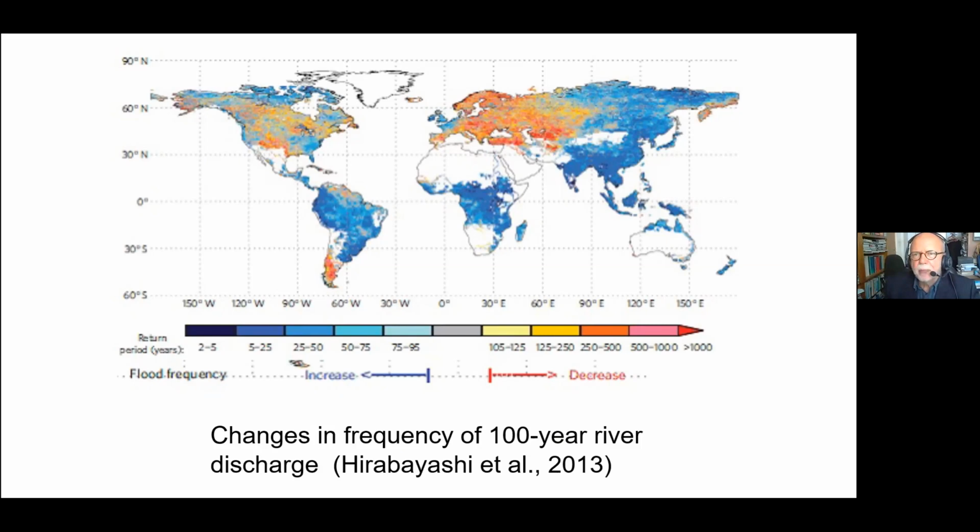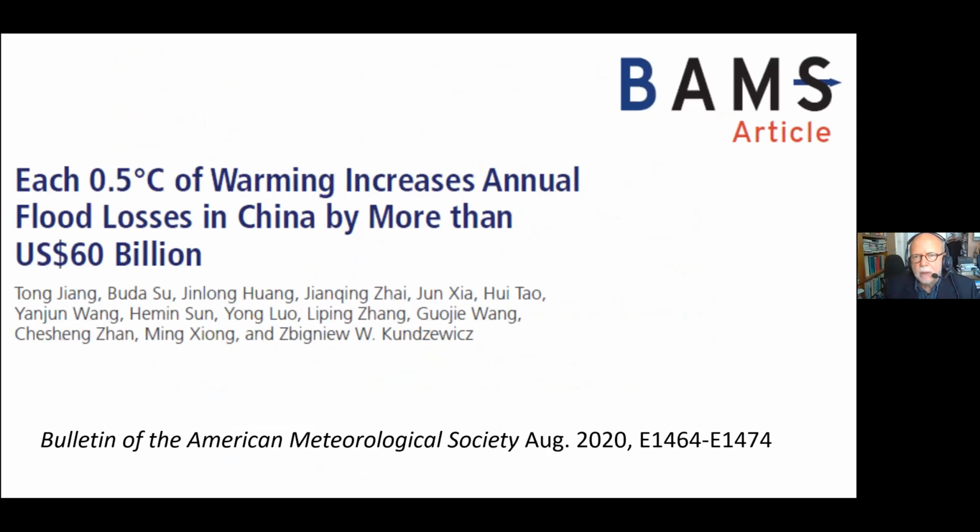But the problem is that these maps may disagree. So if maps disagree, it's a problem for practitioners, for adaptation, and for flood relief people.